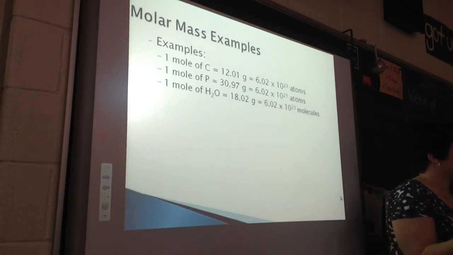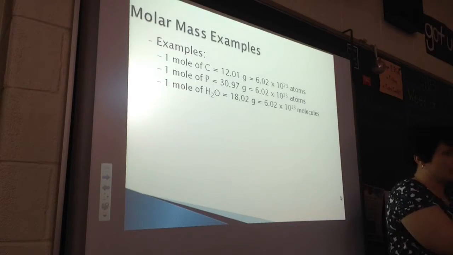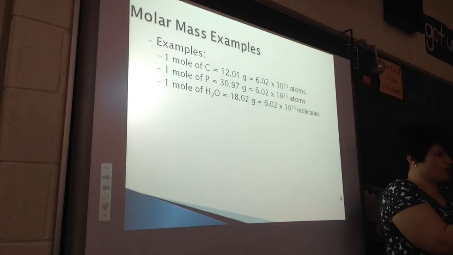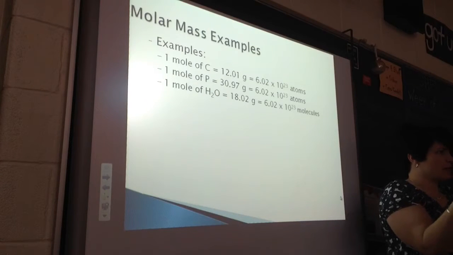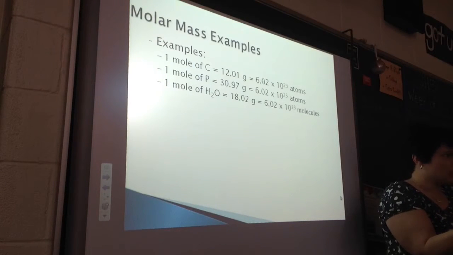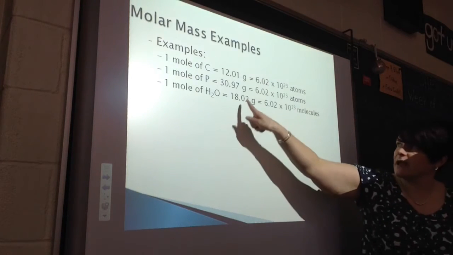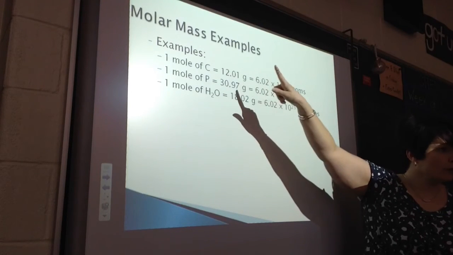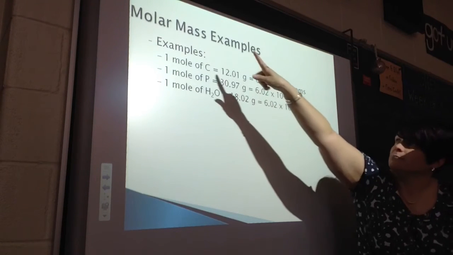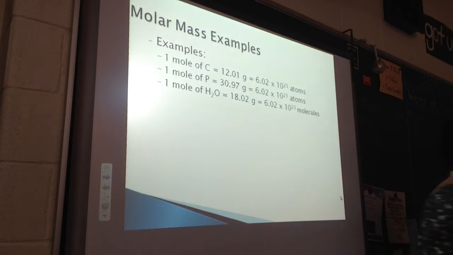Please notice, this number, 18.02, is the mass that we calculated yesterday. But yesterday we were talking about 1 water molecule, literally 2 hydrogens and 1 oxygen, 3 atoms total, 18.02 AMUs. If I gather together 6.02 times 10 to the 23rd molecules of water, it will have a mass of 18.02 grams. Are the numbers the same? Yeah. If it's formula mass, it's AMU. If it's molar mass, it's grams.